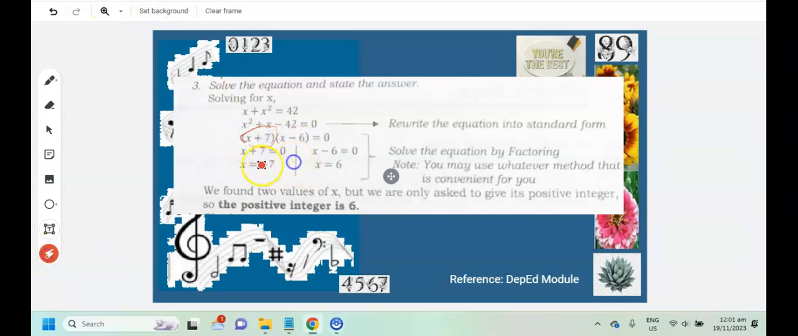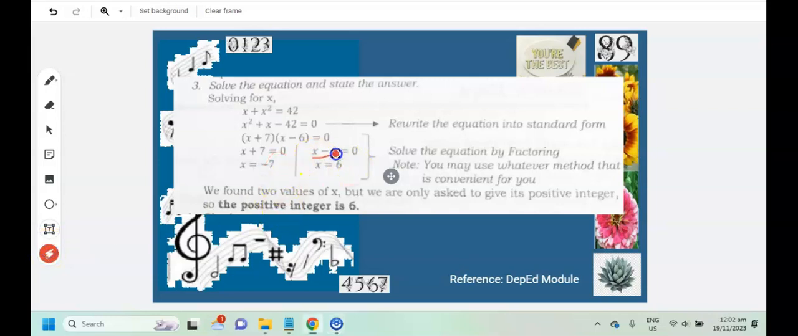So to solve for x, we equate each factor with 0. So we have x plus 7 equal to 0. And then we add the additive inverse of positive 7, which is negative 7, to both sides of the equation para ang x na lang ang mahibilin sa left side. So the first value of x is negative 7. Pero we are looking for a positive integer man. So we disregard the root nga negative 7.